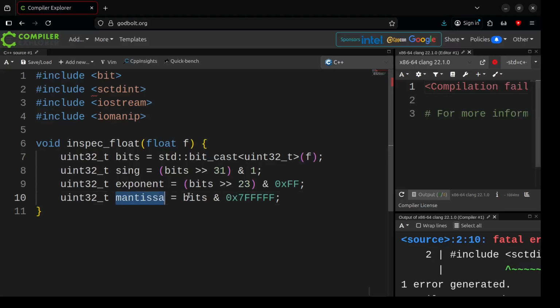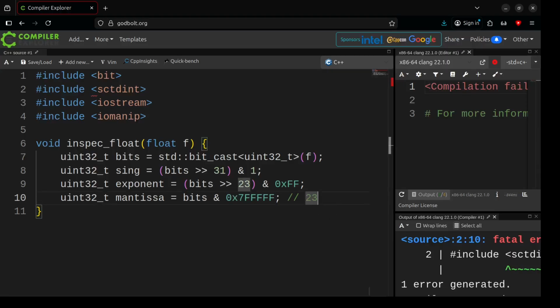And this is how we extract the Mantissa. We take the bits from here and we apply this mask. This mask is actually the number 23. This way we keep only the Mantissa, the rest is set to 0.